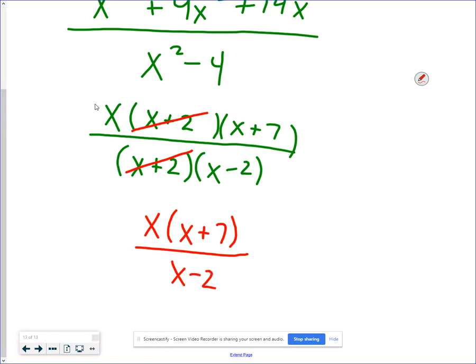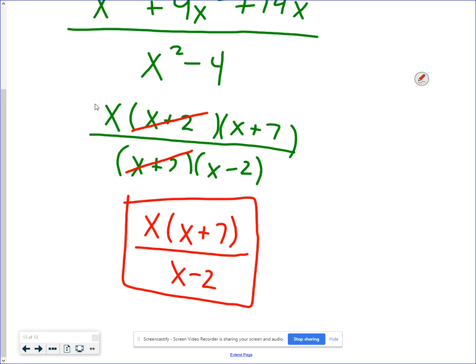And again, I want you to leave your answers in factored form. So on top, I don't want you to multiply the x times both of those. I want your answers in factored form. So leave your answer so both the numerator and the denominator are factored. So there's our simplified answer: x times the quantity of x plus 7 over x minus 2.